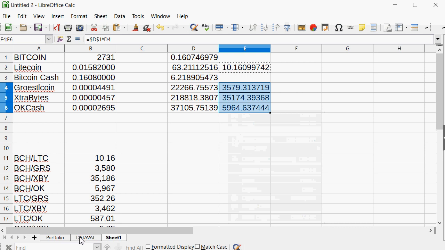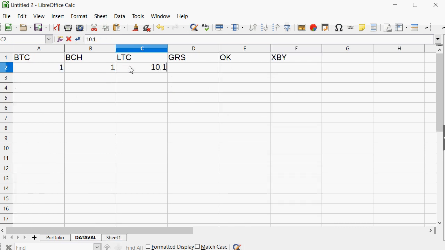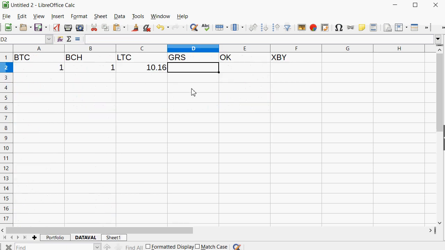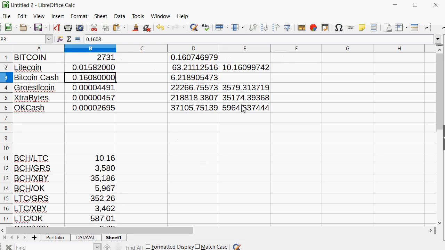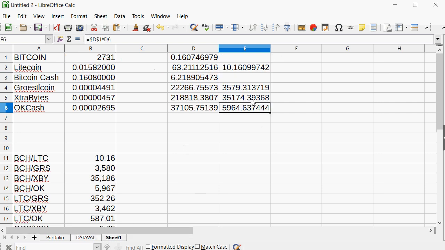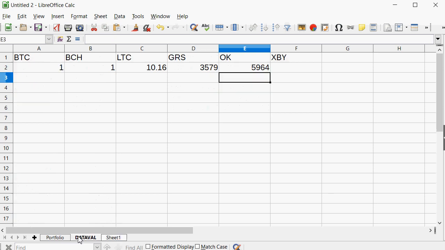So now within Litecoin, let's just say I got 10.16. On the GRS, we'll say 35.79. On the OK side, let's assume that we'll take this number, 59.64. And on the XBY side, we got 35,174. Alright, so now we've got the values in here.